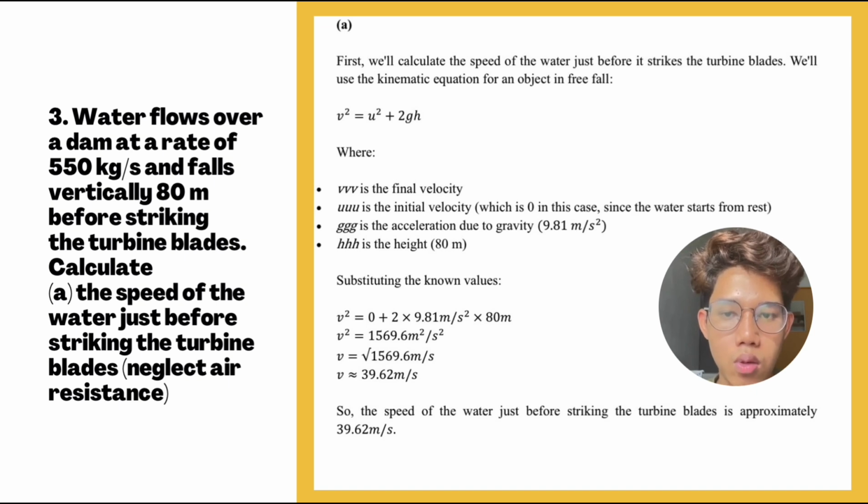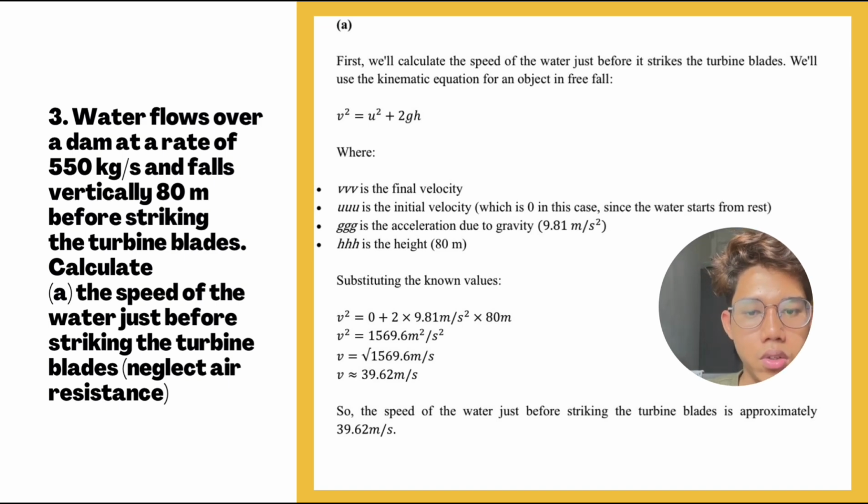V squared equals u squared plus 2gh, where v is the final velocity, u is the initial velocity, which is 0 in this case since the water starts from rest. g is the acceleration due to gravity, which is 9.81 meters per second squared. h is the height, where h is 80 meters.